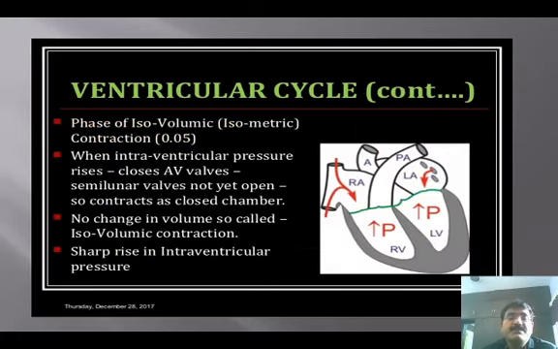Okay, this pumping of the heart is nothing but contraction and relaxation. Now the phase of isometric contraction is about 0.05 second in the case of the ventricles. Okay, when intraventricular pressure rises, 0.05 second is required for the impulses to reach from the SA node to the atrioventricular node. Okay, and this period is known as the phase of isovolumic or isometric contraction.